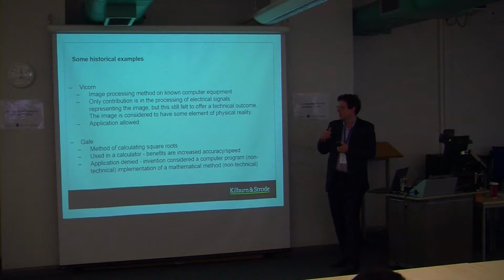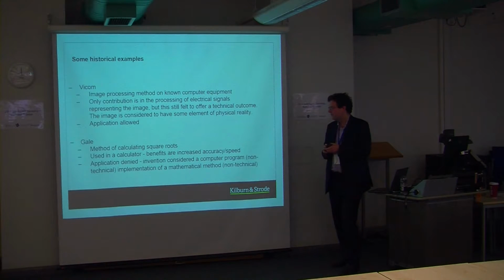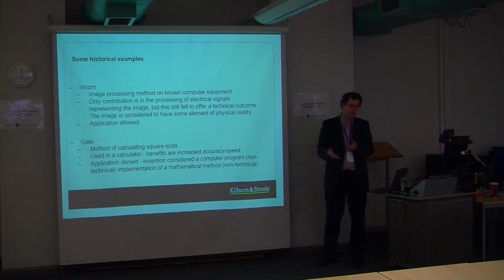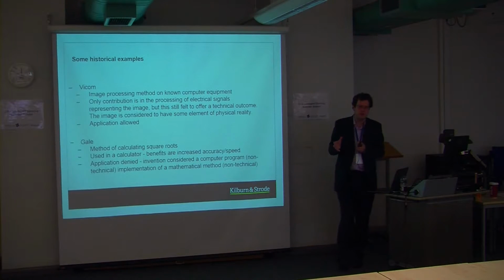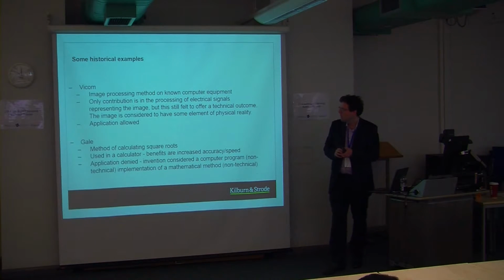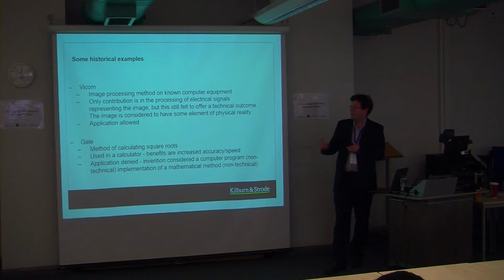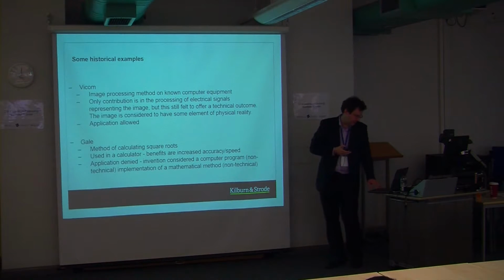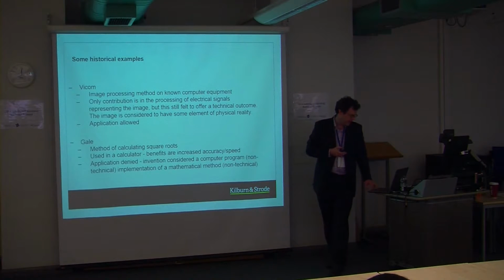The next example is the other way around. There was a method of calculating square roots, which obviously in a calculator, in a computer, that's a kind of classic challenge. How do you calculate a square root? This was a superior way, this is the answer. But essentially all it was a mathematical algorithm for calculating square root. It was argued that there was an increased benefit of speed, but at the end of the day, it was just considered, well, you're simply trying to protect the mathematical concept of how a square root is calculated. And that, therefore, isn't a computer program, well, isn't technical, and therefore can't be protected.